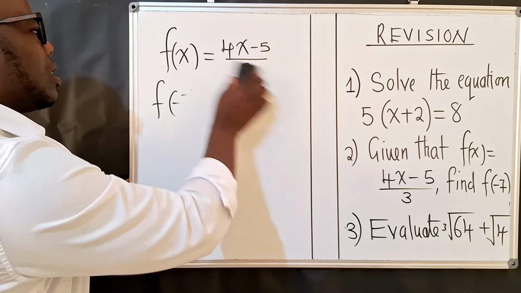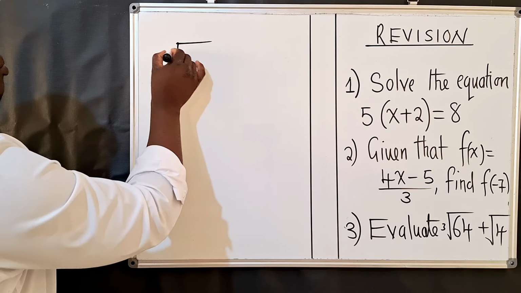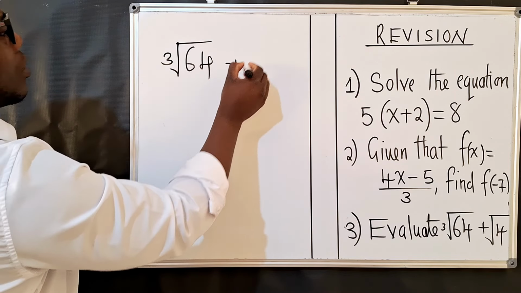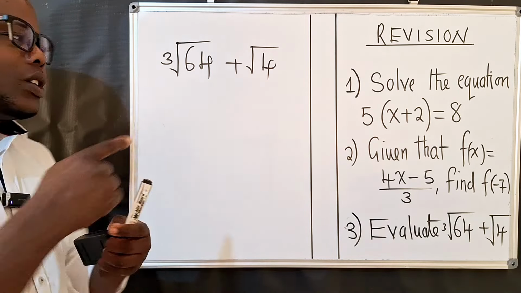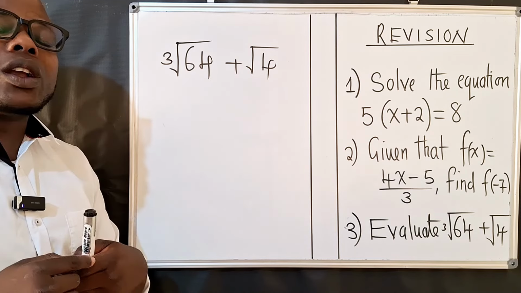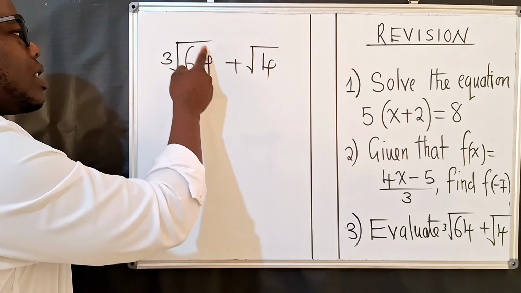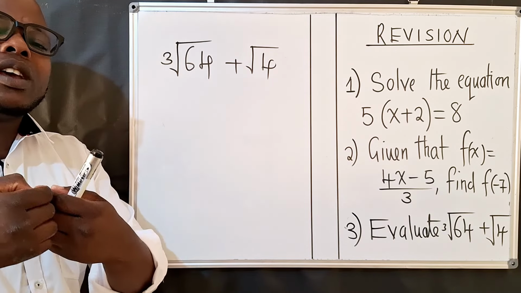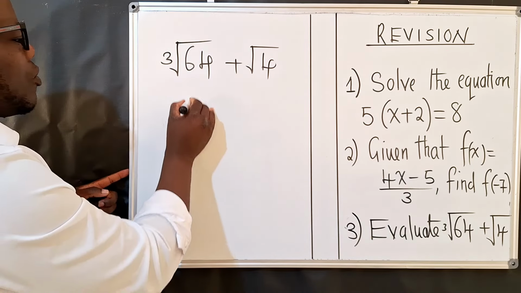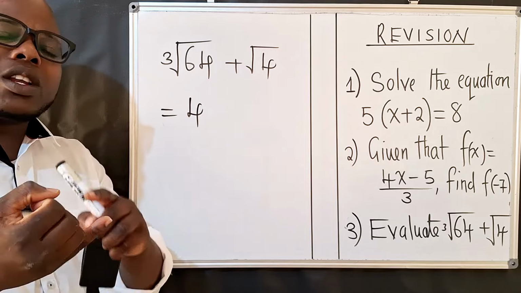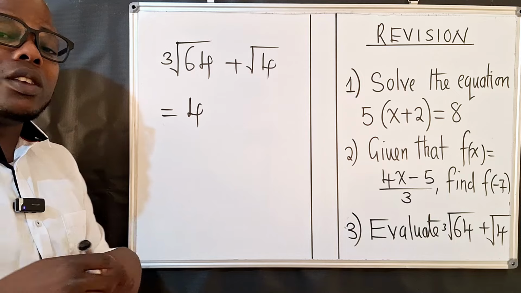For the last question here, they are saying we evaluate the cube root of 64 plus the square root of 4. So when they talk about cube root, can you see this 3? It's showing us that we're dealing with a cube root. So when they ask you the cube root, they are just saying find a number such that when it multiplies by itself 3 times, it gives us 64. And that's a 4. Because when we say 4 times 4, 16 times 4, it will give us 64. So cube root of 64, it's a 4.